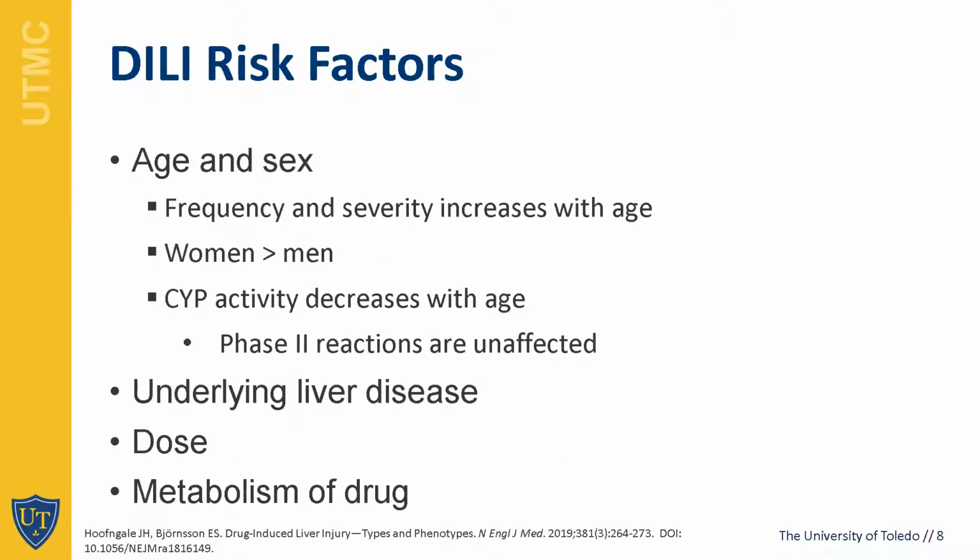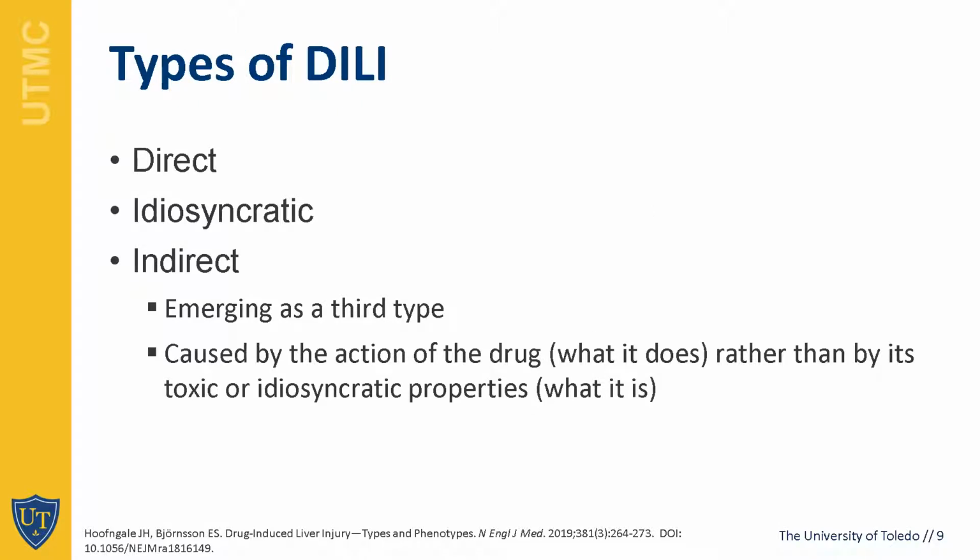A few more risk factors are listed here. So, now I'll talk a little bit about the different types of drug-induced liver injury. There are three main types that we think about: direct, idiosyncratic, and indirect. Primarily, there's always been direct and idiosyncratic types of hepatotoxicity related to drug-induced liver injury. But indirect hepatotoxicity is emerging as a third type.